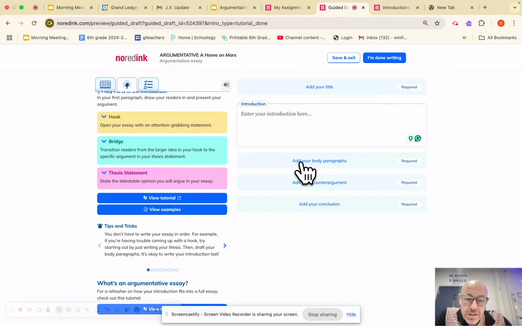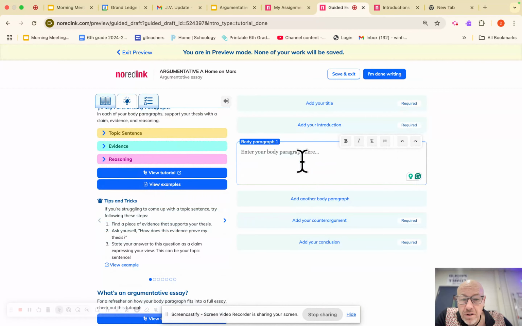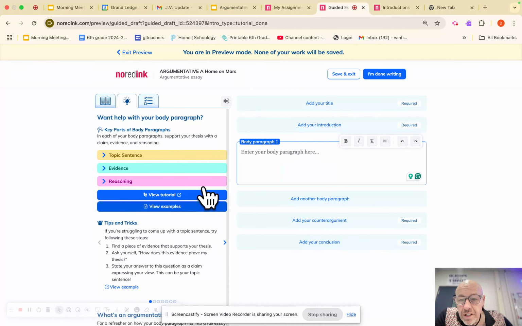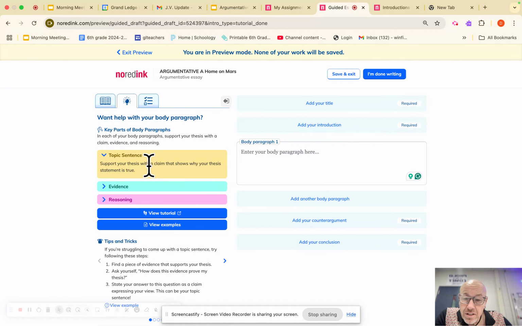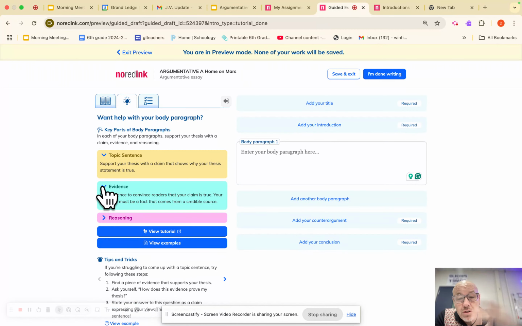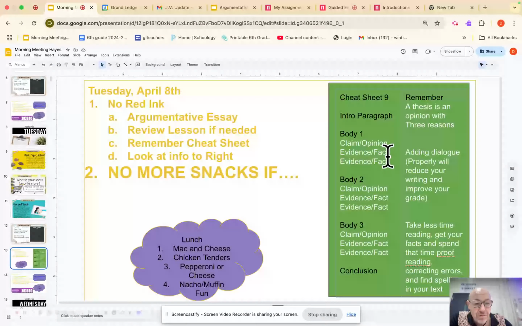Write your introductions, then come over to the body of your paragraph. And then over here it says, what is your body of your paragraph about? They talk about a topic sentence, which is going to be your claim right here. It shows a claim or your opinion. Your evidence, remember you need two pieces as we talked about over here.